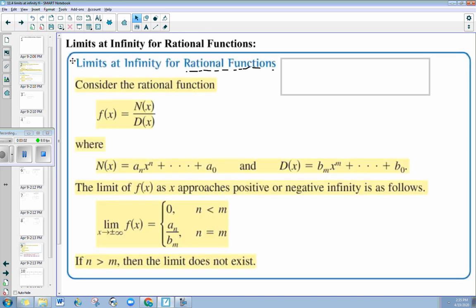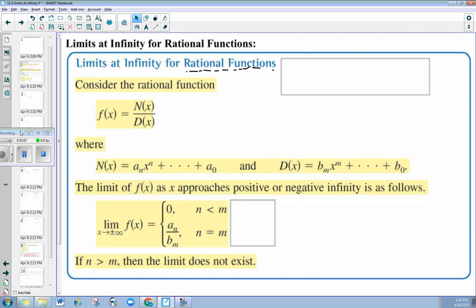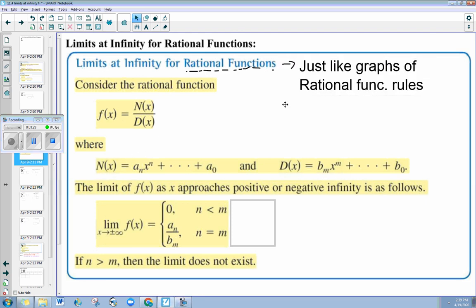Next, the next rule here is limits at infinity more thoroughly explained, right? Consider rational function n of x over d of x, where n of x is a sub n of x to the n, dot, dot, dot, and d of x is b sub n of x to the n, dot, dot, dot. Right, so this is the highest piece, the leading coefficient, the degree, and so on, right? Just like graphs of rational functions, okay?